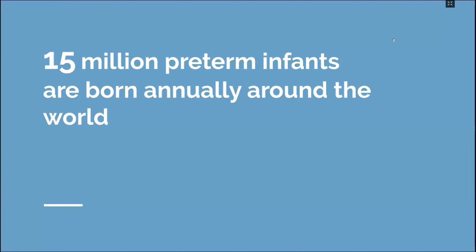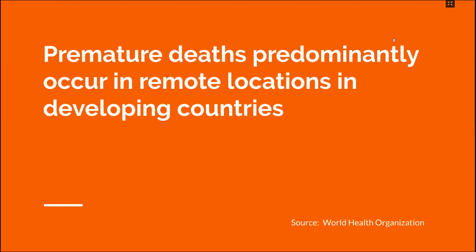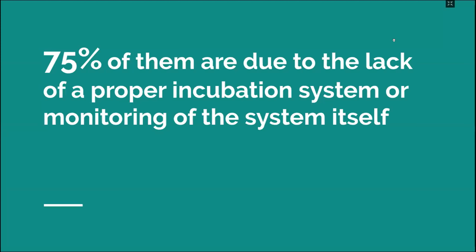Around the world, the announced statistics of children that have been born before the required term is 50 million. It's a huge number. And in most situations, what happens to these babies? Most of them do die. But the death is usually common in remote locations in developing countries. From our research, we observed that 75% of the deaths are due to lack of a proper incubation system and monitoring system.